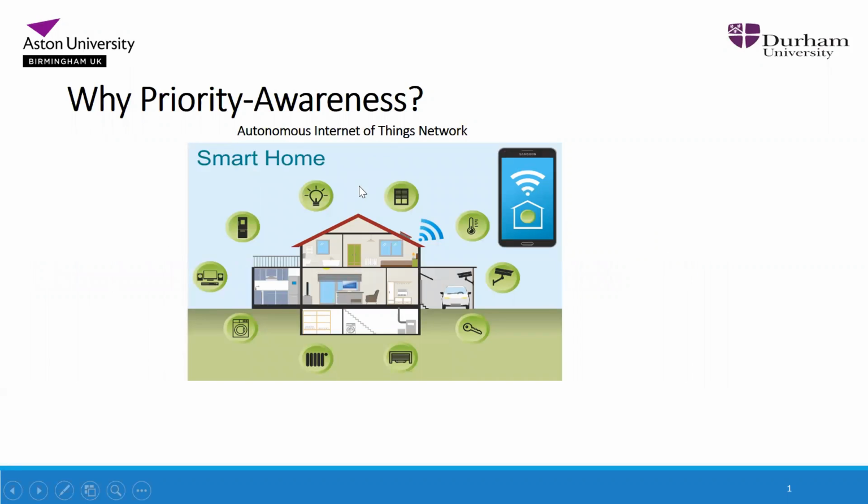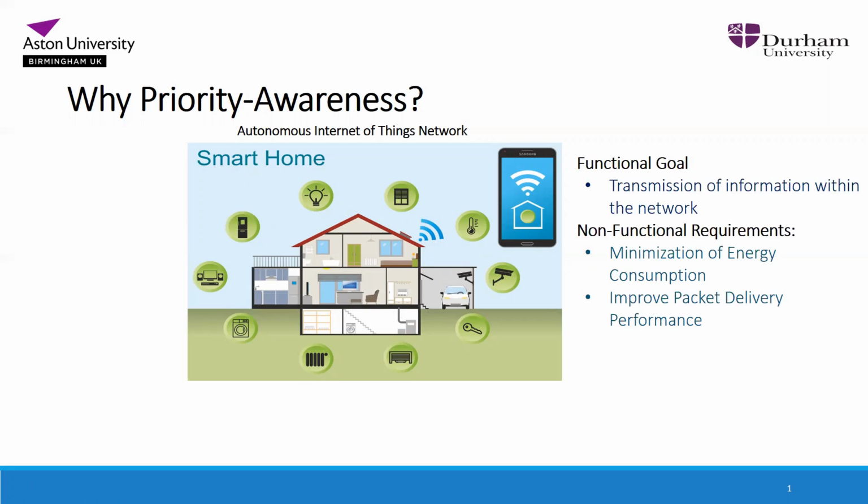So let us consider an example of an autonomous Internet of Things network, such as a smart home, which is our first case study. Such a network is composed of small computing devices that are interconnected to offer the functional goal of transmitting or relaying information within the network, along with achieving the non-functional requirements of minimization of energy consumption or improvement in the packet delivery performance under the different environmental factors of link interference and dynamic traffic load.